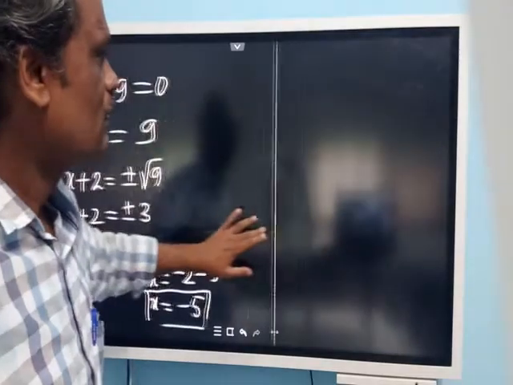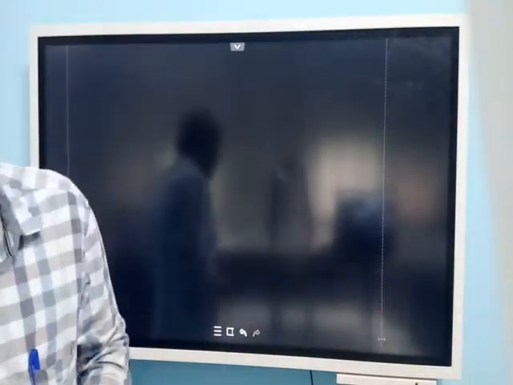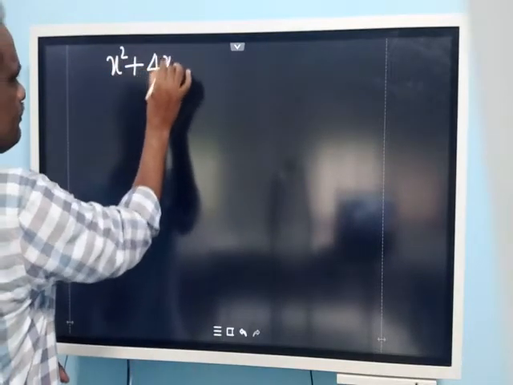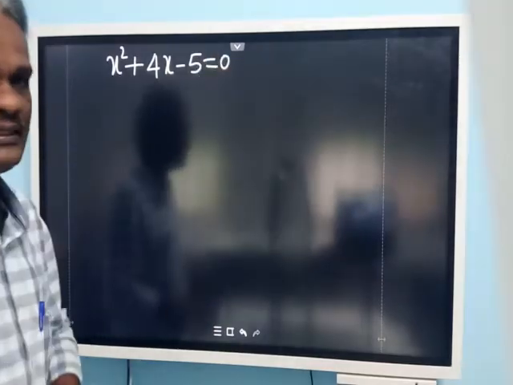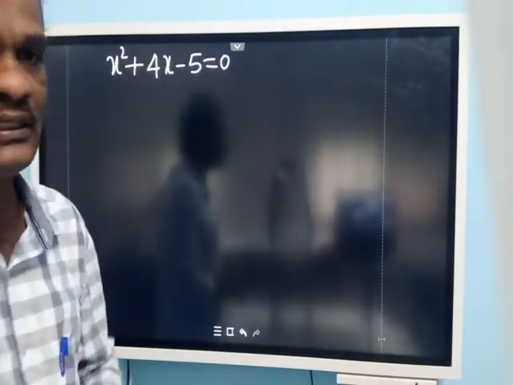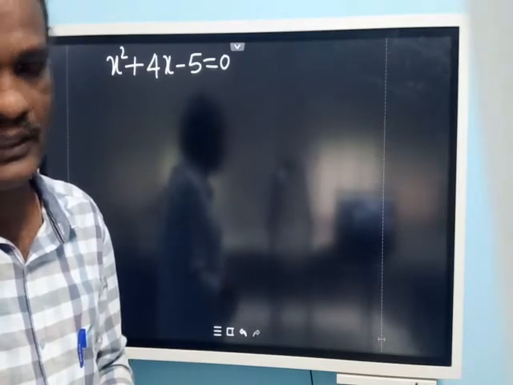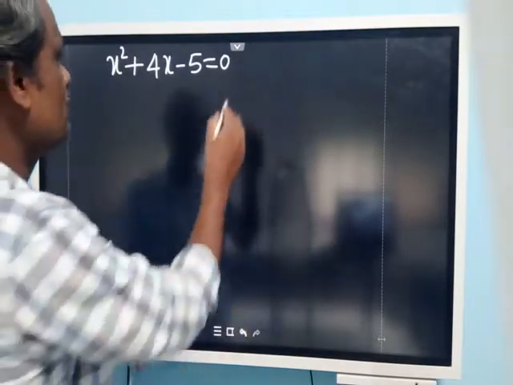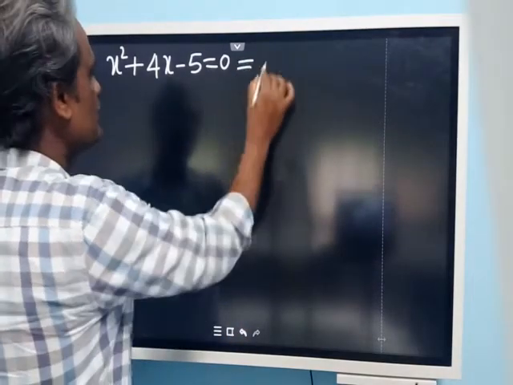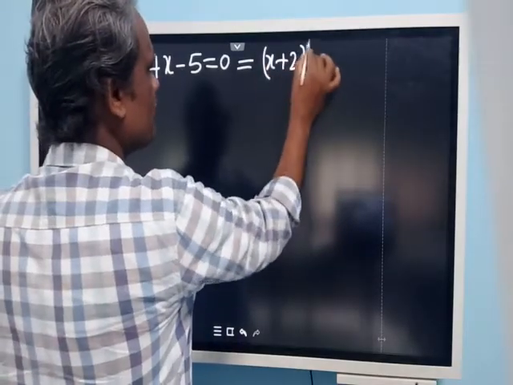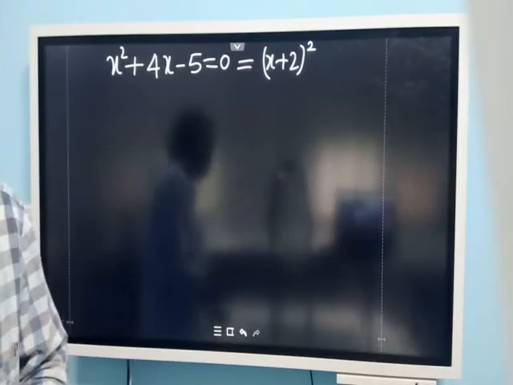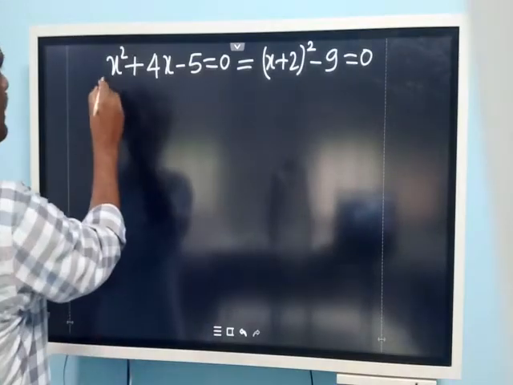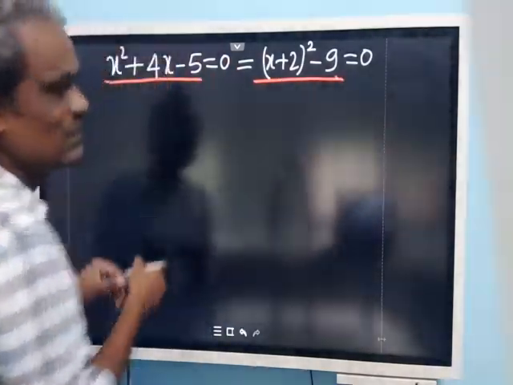Okay, now we will take another equation: x square plus 4x minus 5 is equal to 0. Look at this: the variable is not completely inside the square. We have to make this into another form. It can be written as x plus 2 whole square minus 9 is equal to 0. So you can convert this into this form.